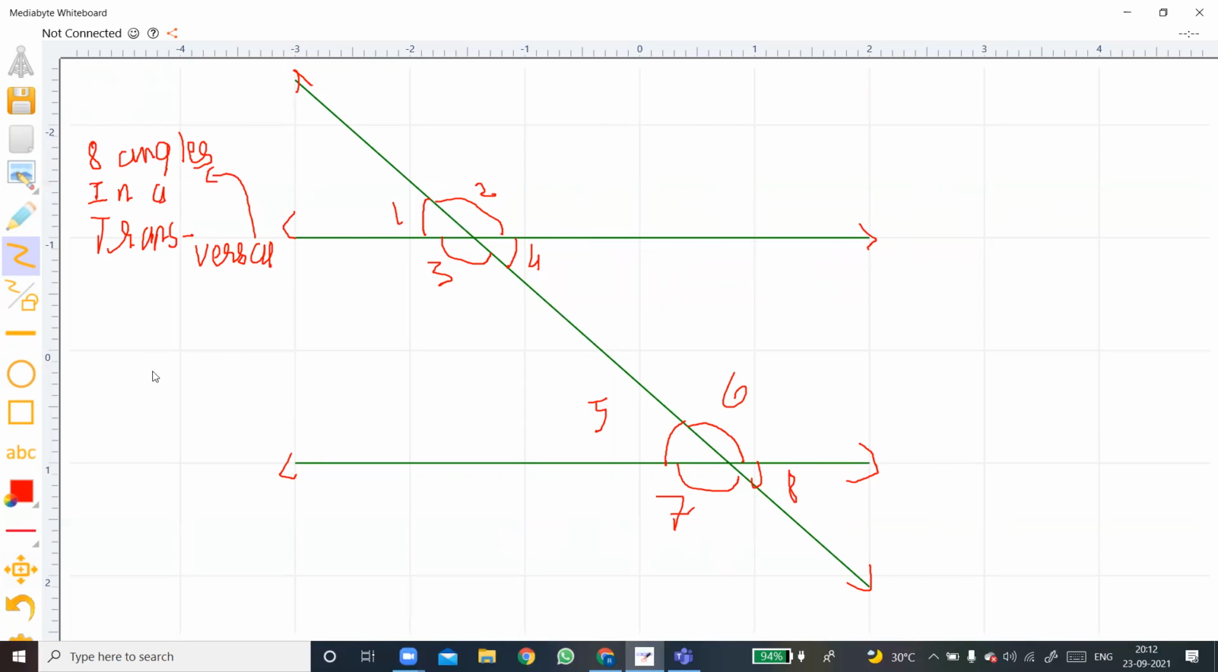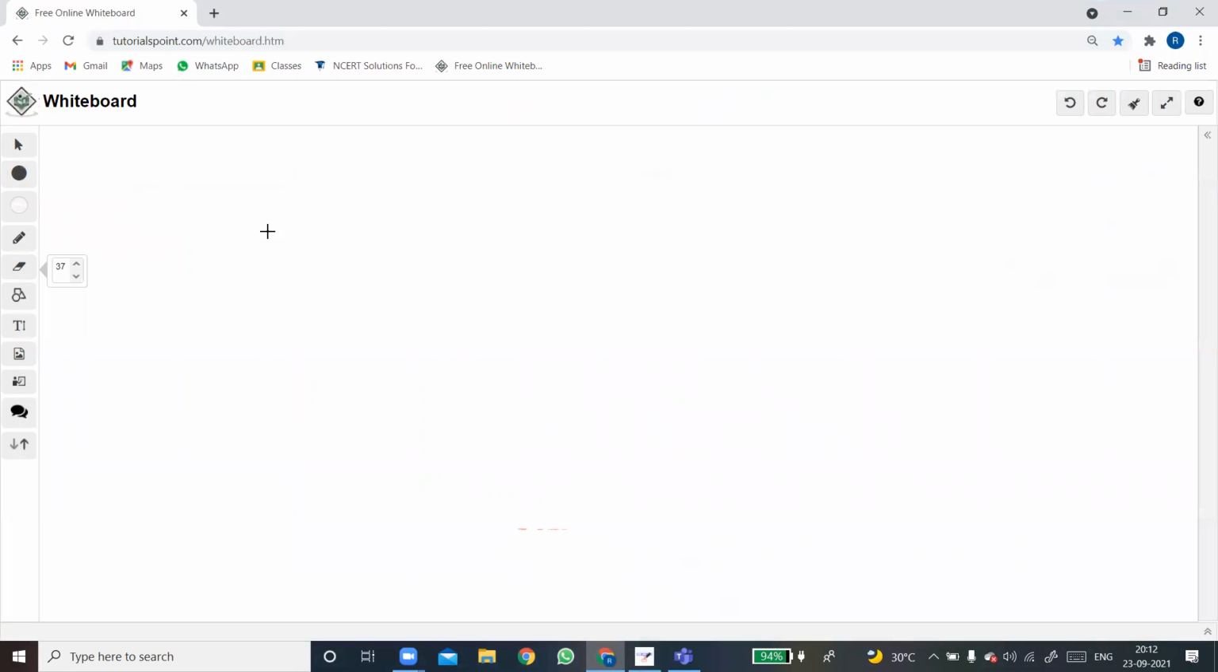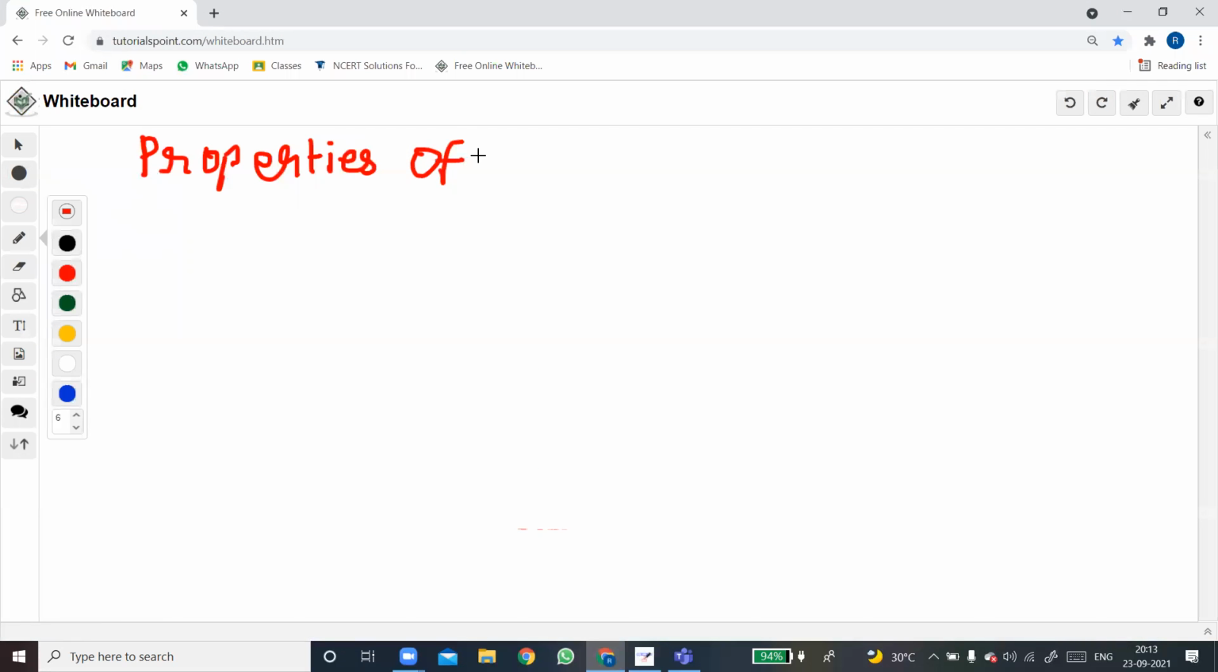There are some properties for this transversal, so we'll go and see those. I'll mention it here: properties of a transversal. We are going to use the diagram which we drew and explain on this board. I have written the title as properties of a transversal. Let's get started now.